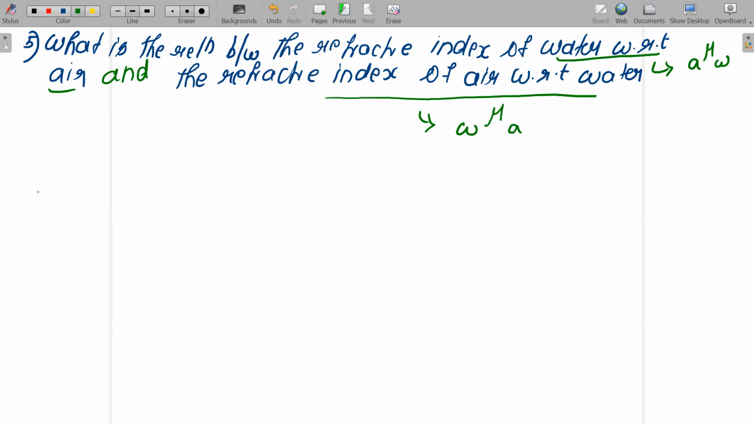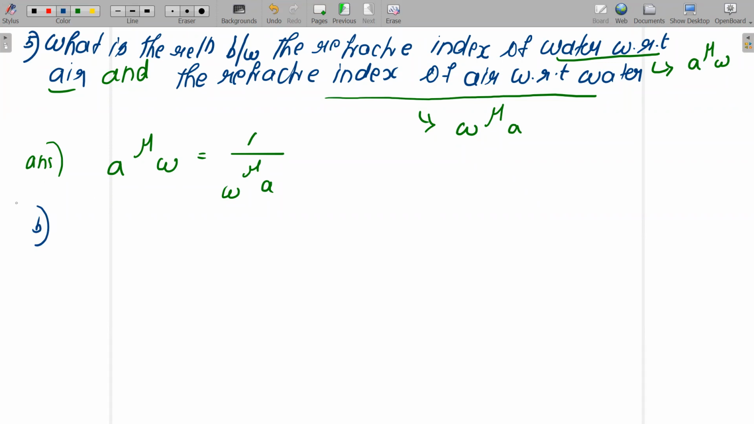What is the relation? Try to answer. A mu W is equal to 1 by W mu A. This relation I taught you, right? Any doubts? Is it okay? They may ask a numerical also related to this. Understood? If you want, I'll do one numerical.